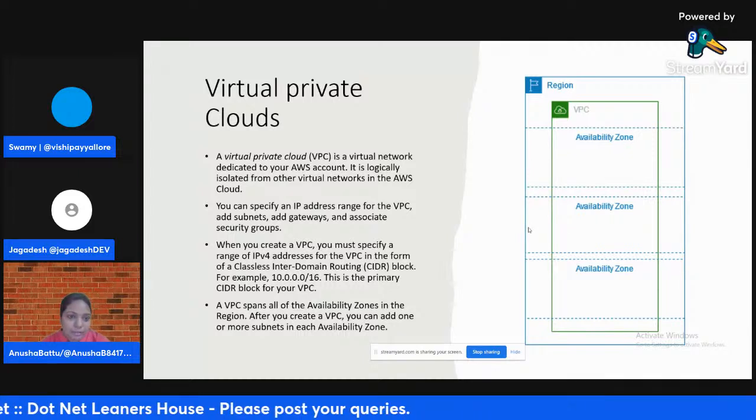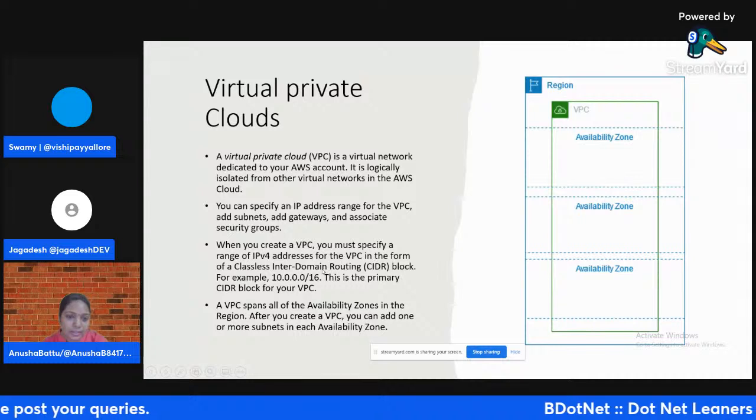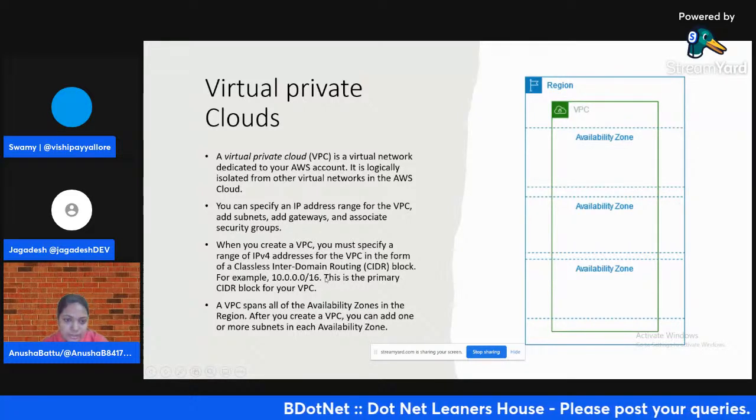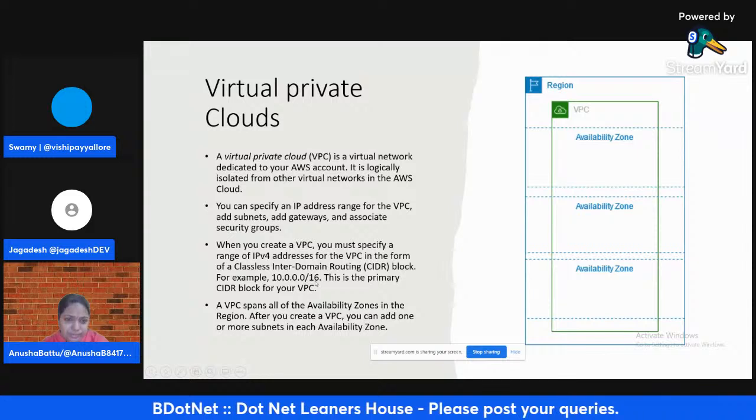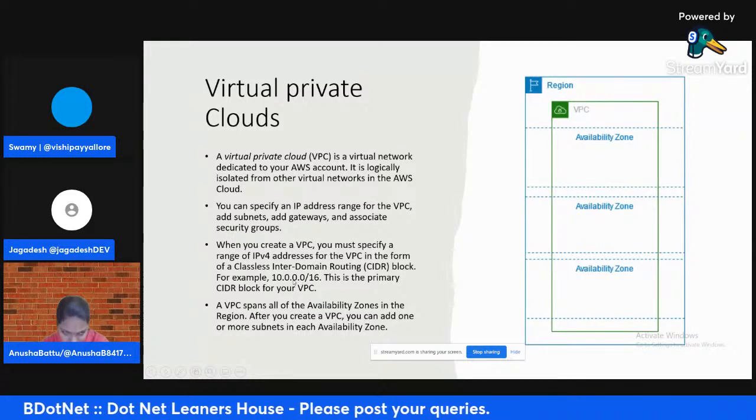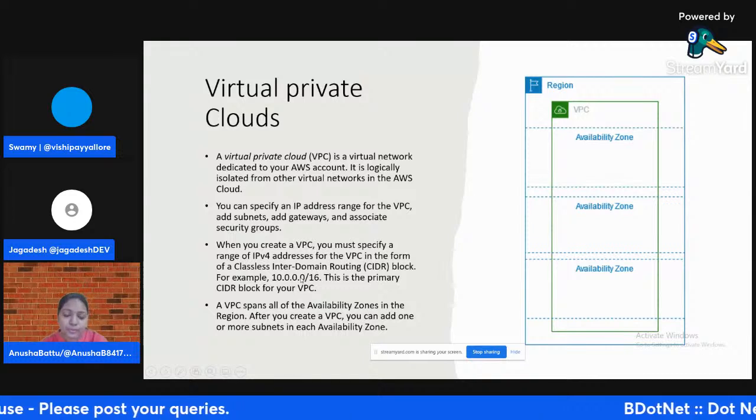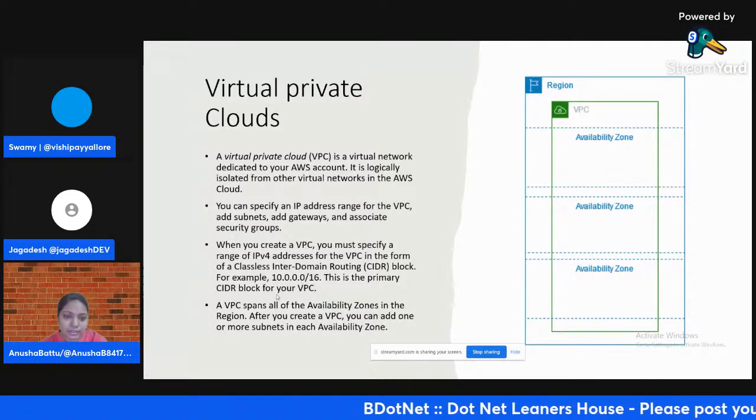While creating a VPC, we should give the CIDR block. A CIDR block is nothing but an IP address range. Like this, we will give. This is an IPv4 address, four groups of three digits, with a net mask.